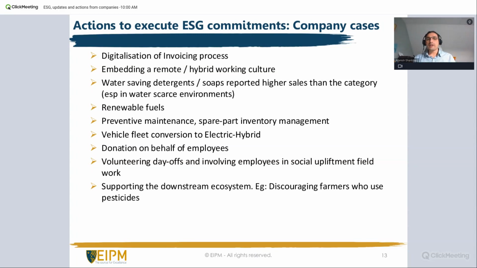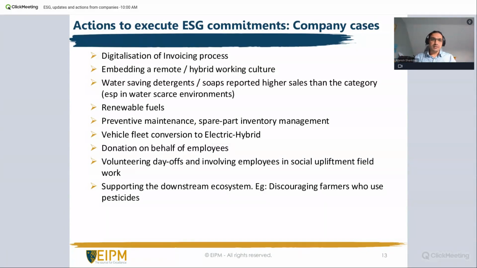On the social front, there are companies who have donated on behalf of their employees. The employee feels motivated. Or for some social project, or purely asking the employee to volunteer on the field in some social upliftment projects, right? So this is the social part. These are actions that are very much measurable and quantifiable, and this is what the company can declare in the reporting, which gives them a good ESG rating.